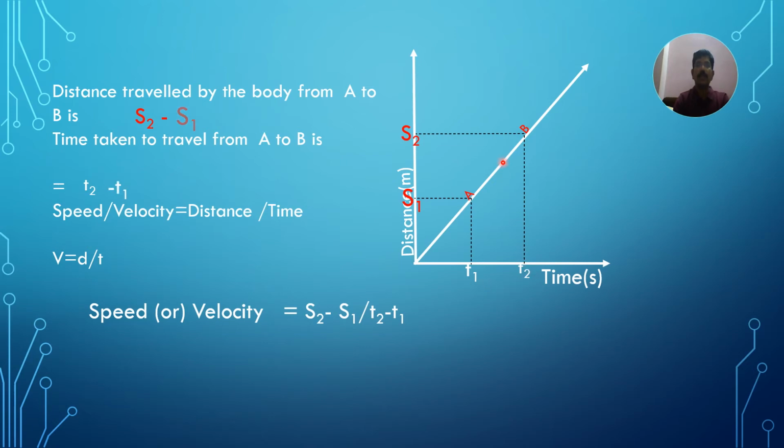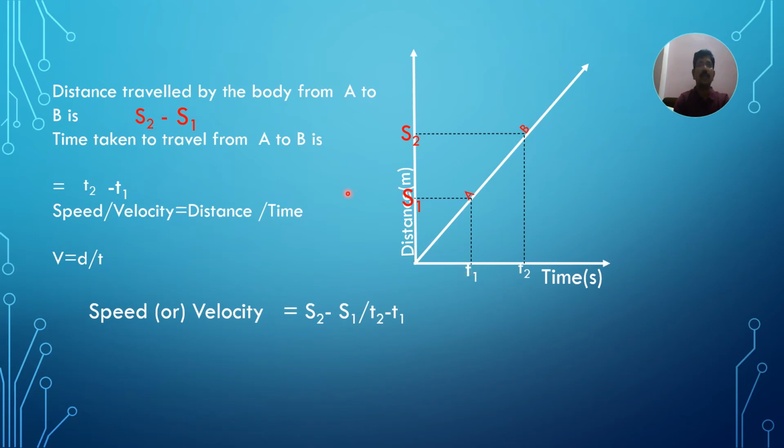Next, in the same manner, draw parallels to the x-axis from the point A and from the point B. The parallel drawn from A cuts the y-axis at S1 and the parallel drawn from B cuts the y-axis at S2. Are you clear about that? So S1 and S2 indicate distances and T1 and T2 indicate time periods. Are you clear about that?